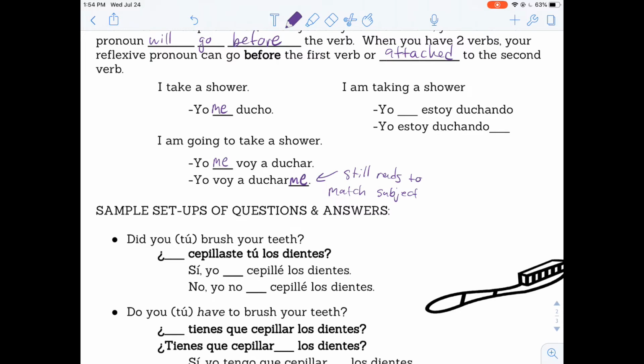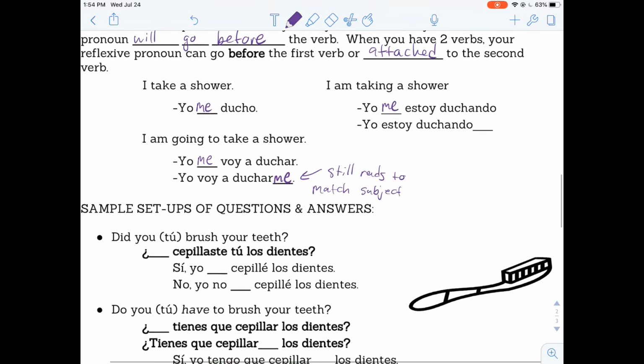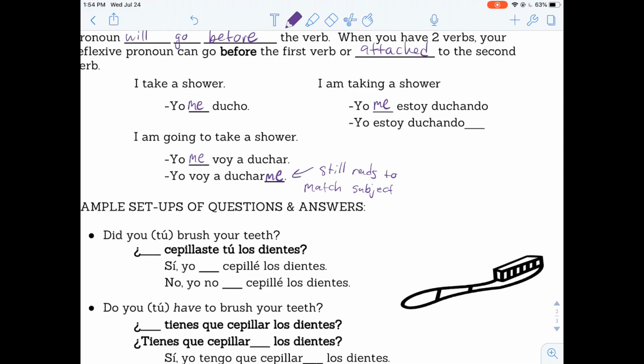Like for some reason, your mom comes home and yells, hey, where are you? And you say, oh, I'm taking a shower from the bathroom. I have yo me estoy duchando, as in, again, it goes before my conjugated verb, in this case, estoy. Or yo estoy duchando me, still attached.